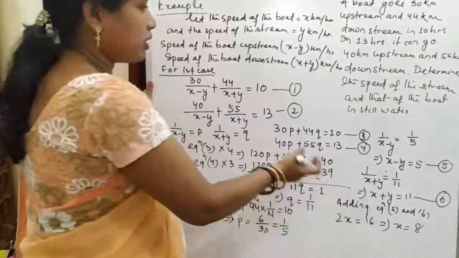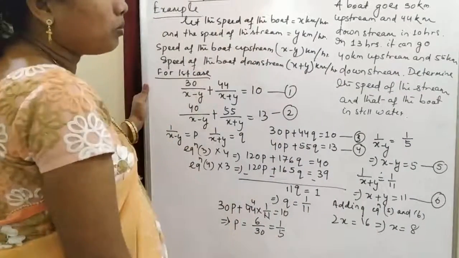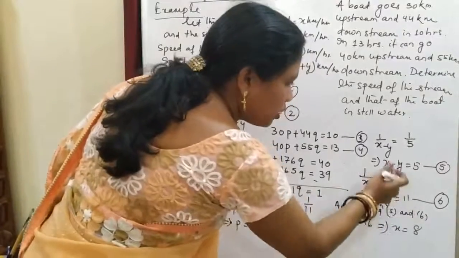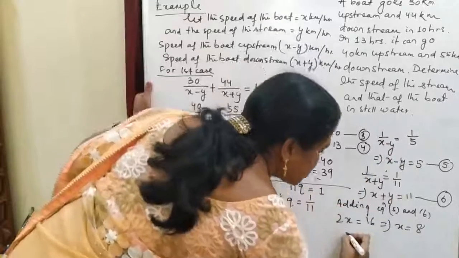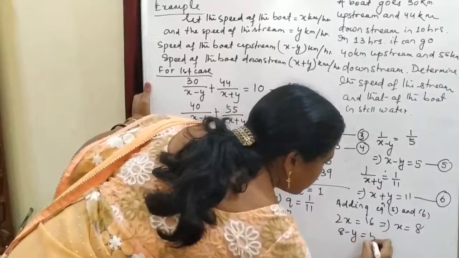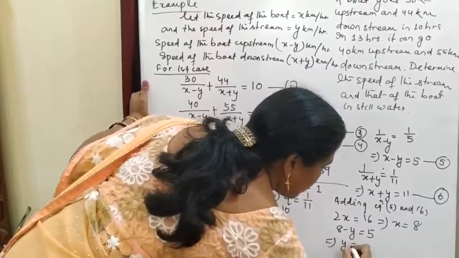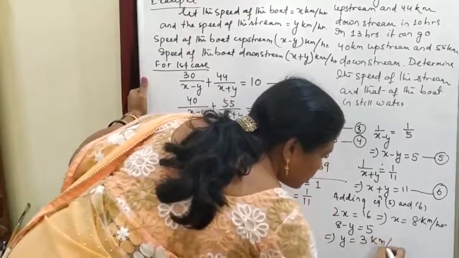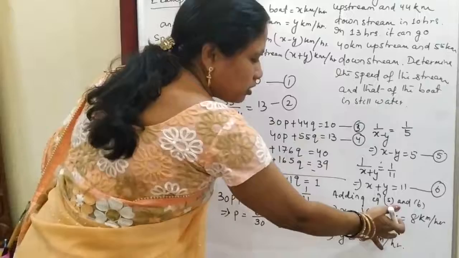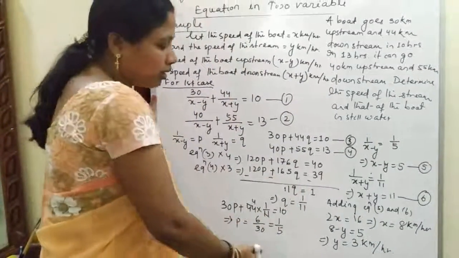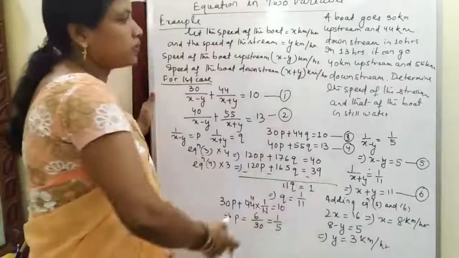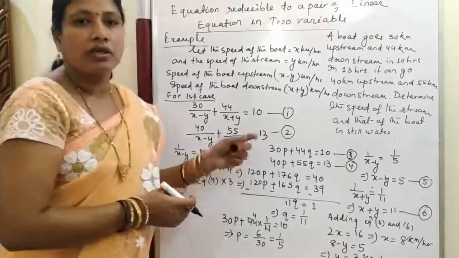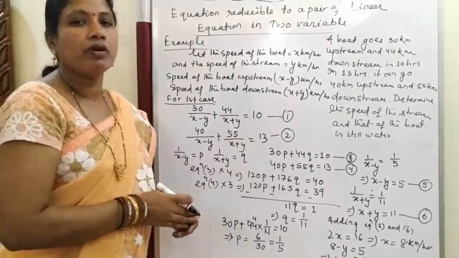Here we have taken x as the speed of the boat, so that is 8 km per hour. Then we have to find y. Here we can put the value of x. So 8 minus y is equal to 5, so this implies y is equal to 3. So x is equal to 8 km per hour and y is equal to 3 km per hour. So this is the speed of the boat in still water, and 3 km per hour is the speed of the stream. So in this way we can reduce equations to the form of linear equations in two variables and we can solve them.